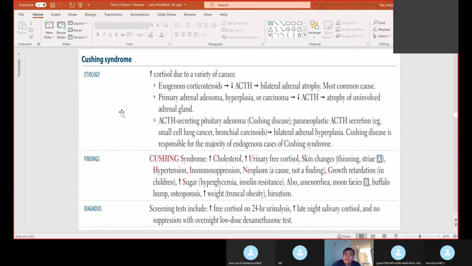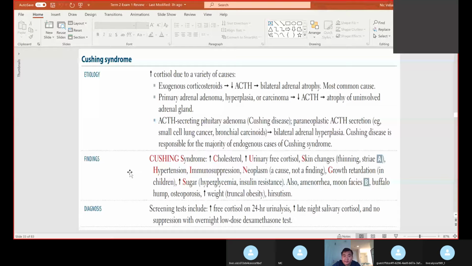Okay, so what are the findings in Cushing syndrome? Here's a mnemonic: Cushing's. Increased cholesterol, increased urinary free cortisol, skin changes, you have thinning, striae, hypertension, of course, immunosuppression. Neoplasm, it's not a finding, it's a cause. Growth, something wrong with the growth in children, and increase in sugar, hyperglycemia. Also moon facies and amenorrhea. Don't forget the classic buffalo hump.